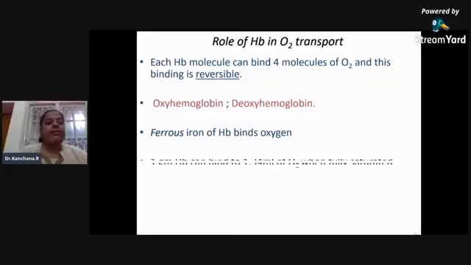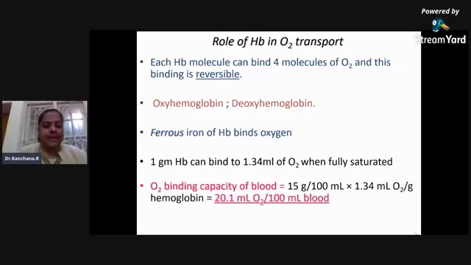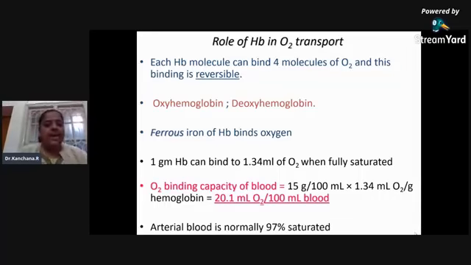Now 1 gram of hemoglobin can bind 1.34 ml of oxygen when fully saturated. So the oxygen binding capacity of the blood, assuming that the normal hemoglobin concentration is around 15 gram percent, is 15 times 1.34, which is 20.1 ml of oxygen per 100 ml of blood. Arterial blood is normally 97% saturated with oxygen.